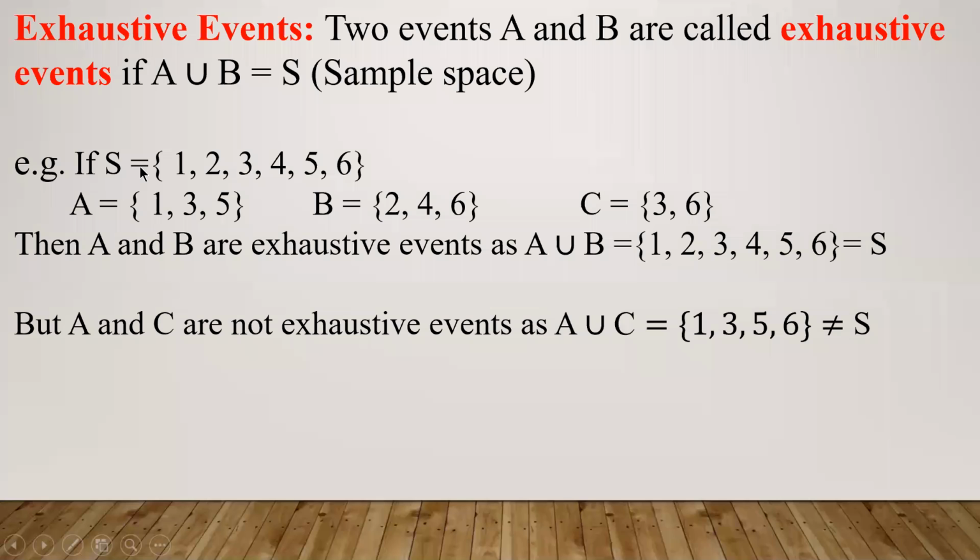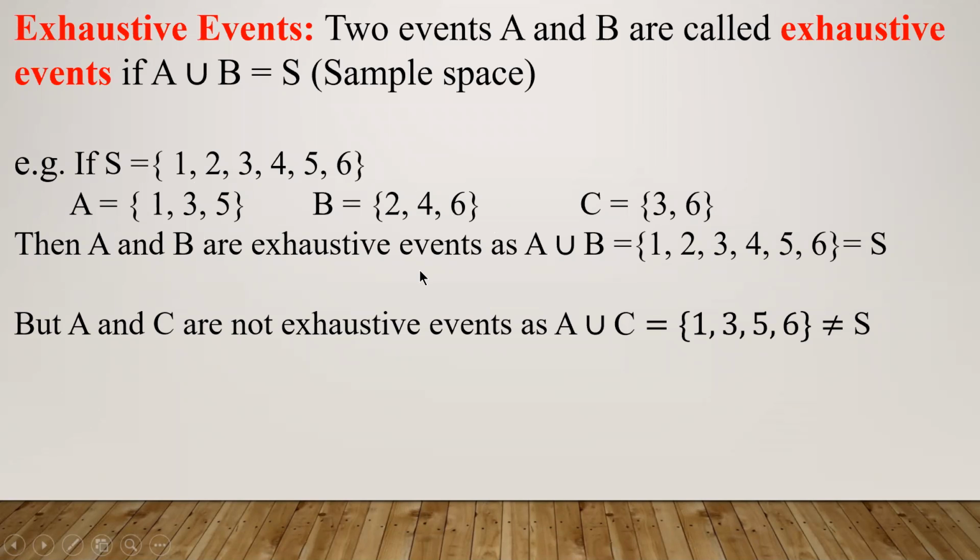I'm taking the same example. S is the sample space of experiment of rolling a dice. So it will contain the points 1, 2, 3, 4, 5, 6. A is getting an odd number. A will contain 1, 3, 5. B is getting an even number. So B will contain 2, 4, 6. And C is getting a number divisible by 3. So C will contain the same events I have taken. Let us check which events are exhaustive events here.